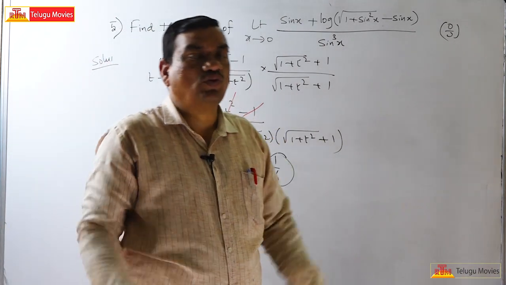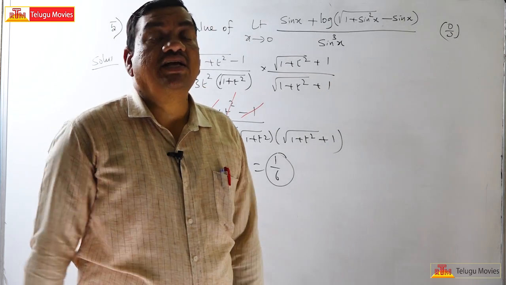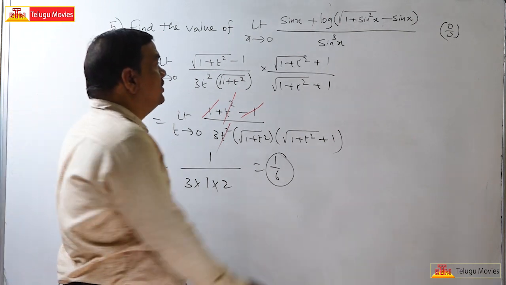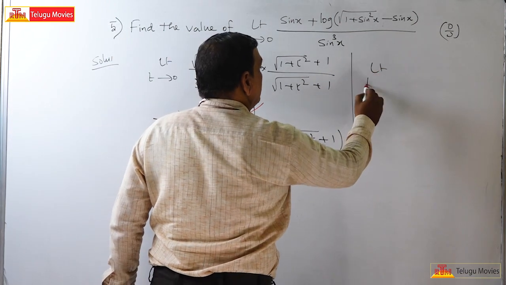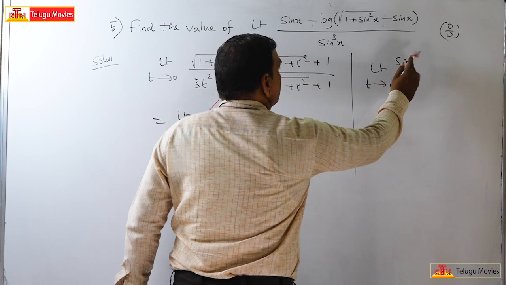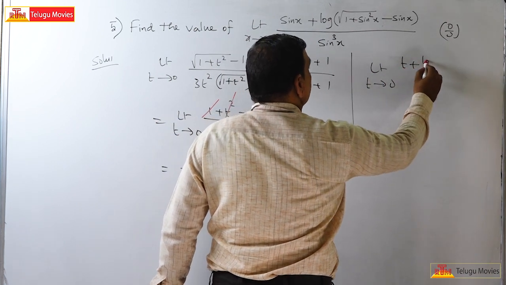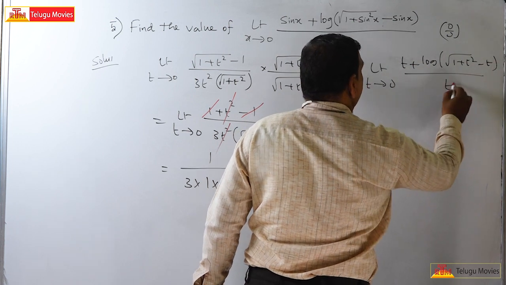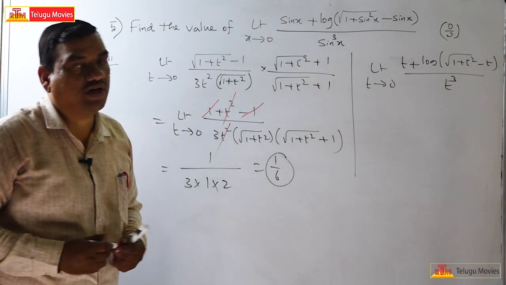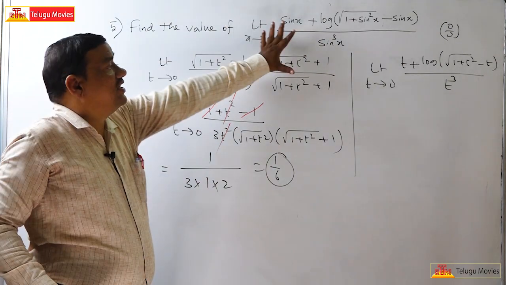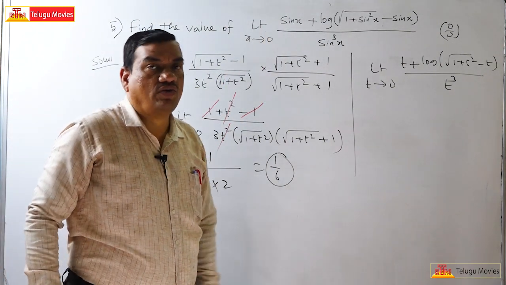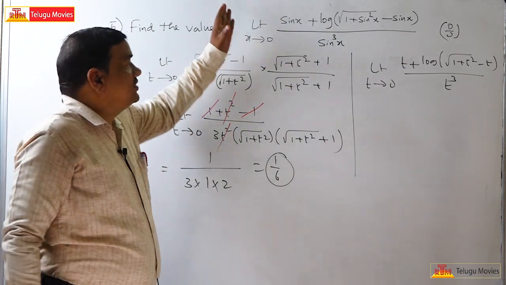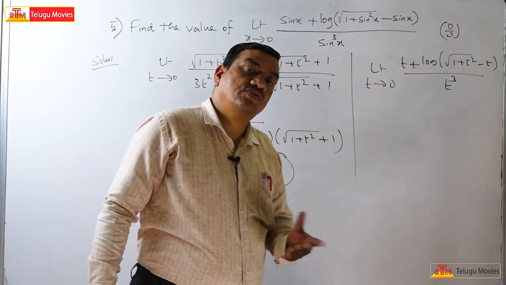So here, the calculation everybody can do. The thing is, this problem you can change into this: limit t tends to 0, t into t plus log of root of 1 plus t square minus t by t cube. That is the idea that you have to get. If you do it directly, it is very difficult to solve. If you directly apply the L'Hopital rule, it is very difficult. So change the problem into this, then we will solve the problem.